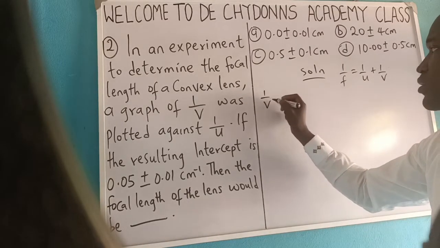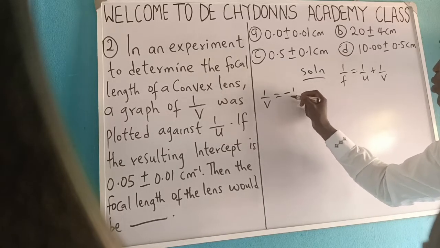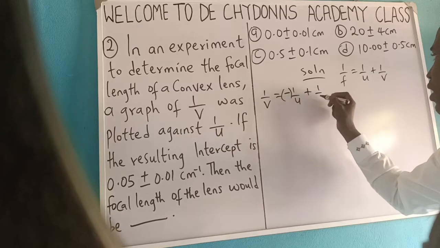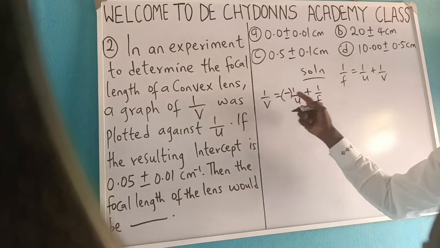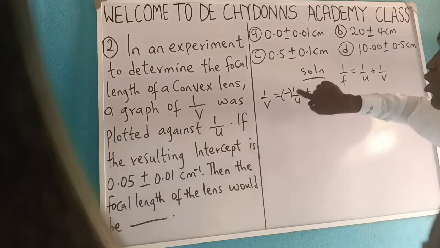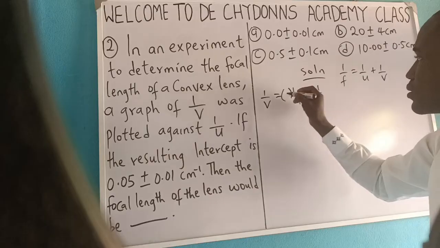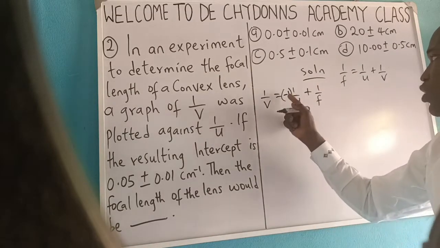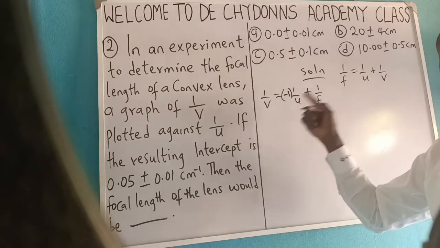That means making 1 over v the subject of the formula. 1 over v equals minus 1 over u plus 1 over f, because I carry this to the other side, it becomes minus 1 over u plus 1 over f. Now, this minus you are seeing here simply means minus 1, because minus 1 times 1 will still give you minus 1. That is all you should note here.